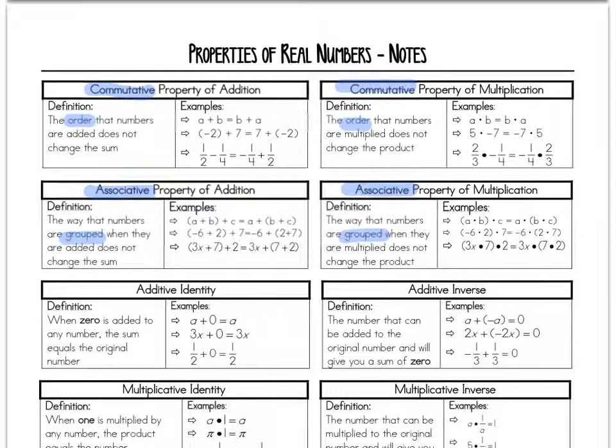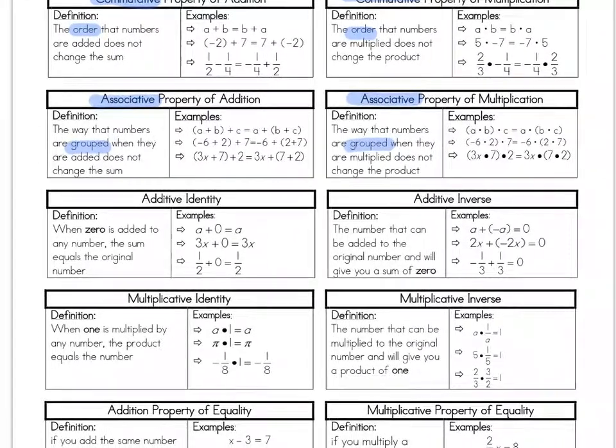Okay, so let's talk now about the identity. Okay, so we now have the additive identity and the multiplicative identity. One is on top of the other here. So we have the additive identity and we have the multiplicative identity. And they're a little bit different. So let's read the definition of the additive identity. It says when 0 is added to any number, the sum equals the original number. Well, basically what this is saying is add 0 to anything, that number is not going to change.